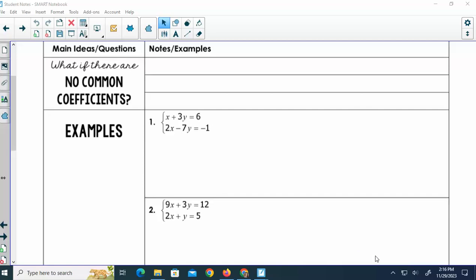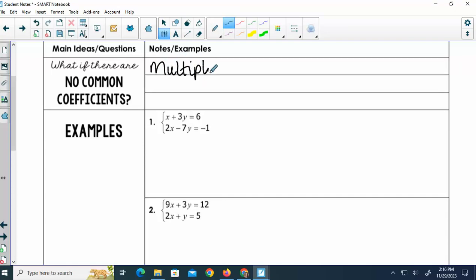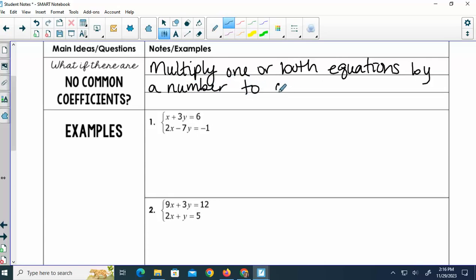We are looking at these. If there's no common coefficients, we will multiply one or both by a number to create matching but opposite coefficients.